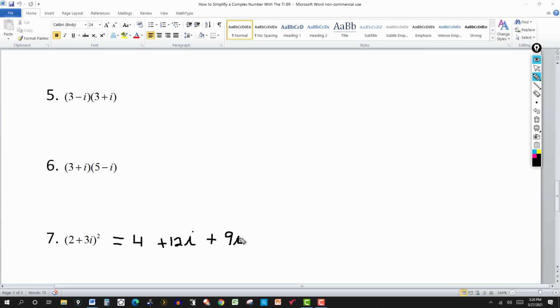But i squared is -1, so this actually becomes a -9. Then we just combine the real numbers with the real numbers, and the i's with the i's, adding or subtracting the coefficients. In this case, 4 minus 9 would give us a -5. And we're only left with 12i. That's in your standard form, and that's your simplified answer.